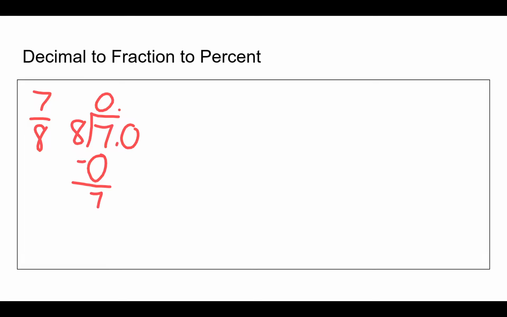Then we can add a 0 after that 7 and a decimal point and bring that down for our next step. And we say, how many times can 8 go into 70? Well, I know 8 times 8 is 64. 8 times 9 is 72, so 9 is too high. We have to go with 8. 8 times 8 is 64. 70 minus 64 equals 6.